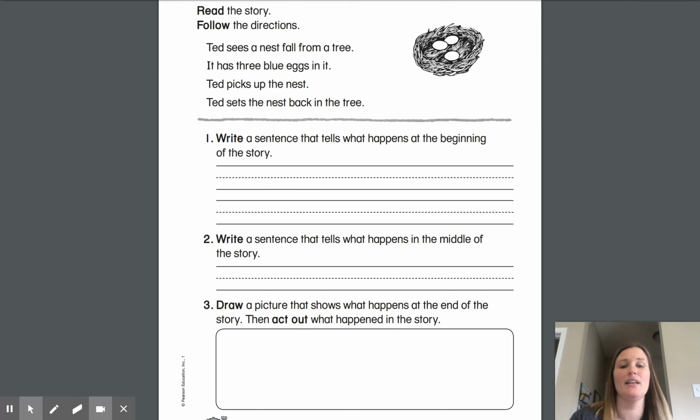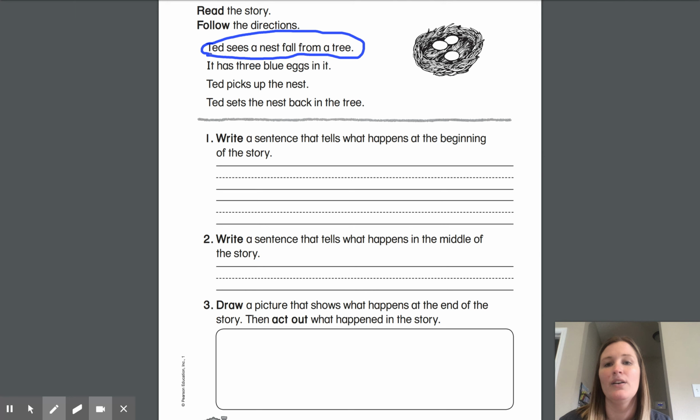Number 1 says to write a sentence that tells what happens at the beginning of the story. So remember, beginning is what happens first. So the first thing that happened was that Ted sees a nest fall from the tree. So it does say to write it, but it's a little difficult for me to write it using this little pen. So I'm just going to draw my arrow. This would be our first or our beginning. Ted sees a nest fall from the tree.